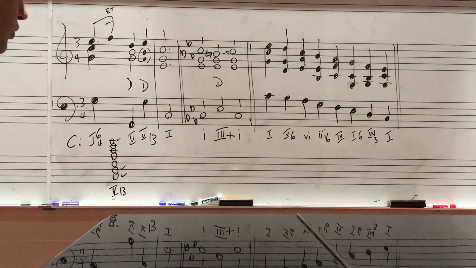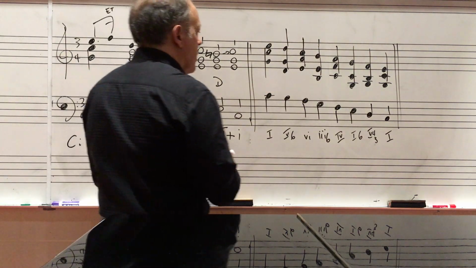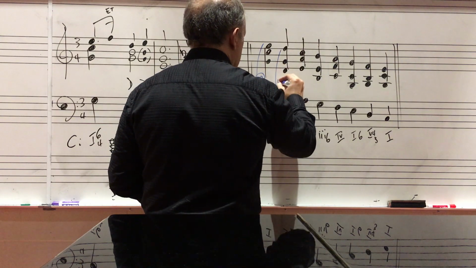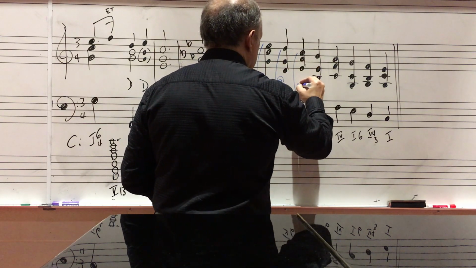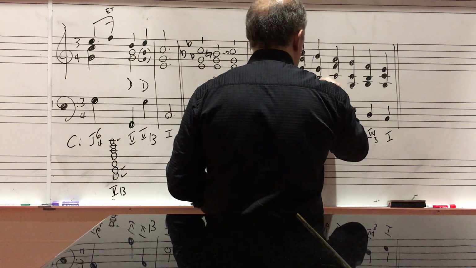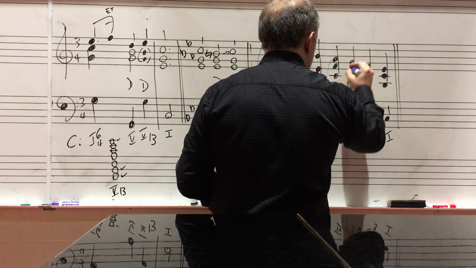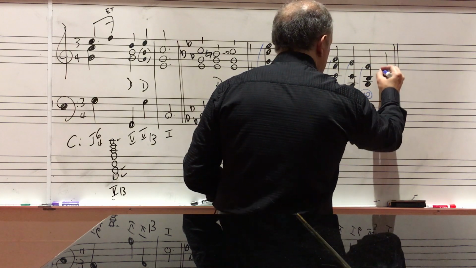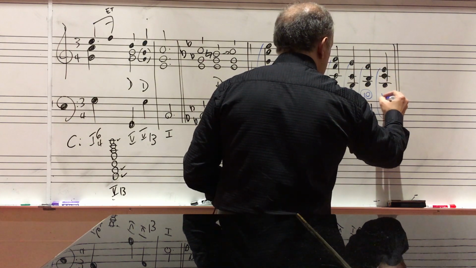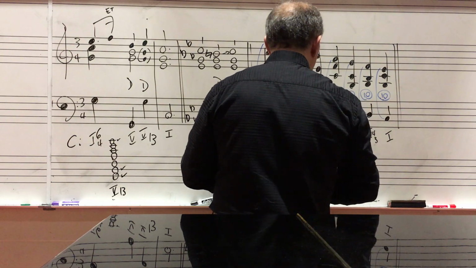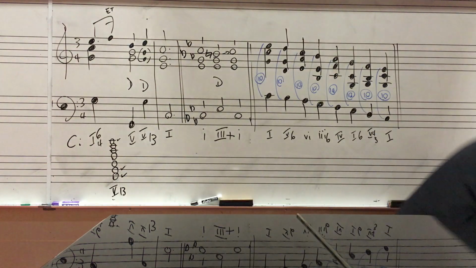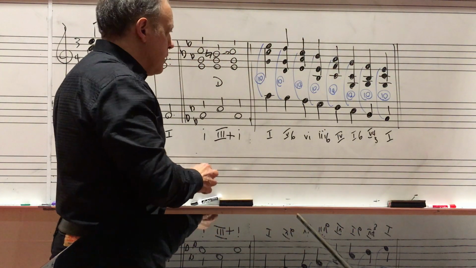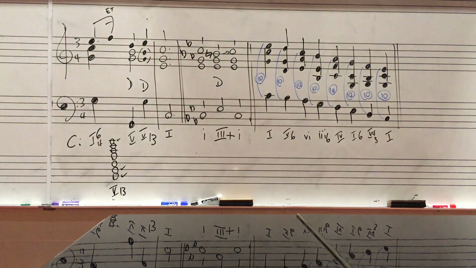I notice that what I have all the way through are parallel tenths from beginning to the end. It's almost like that's the idea. Can I harmonize a scale-wise descent that is guided by the use of parallel tenths? Let me put the harmonies in there.